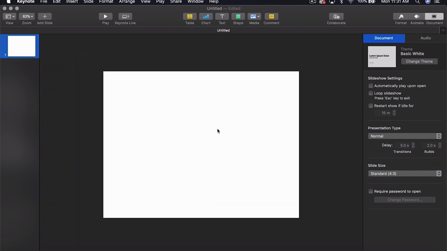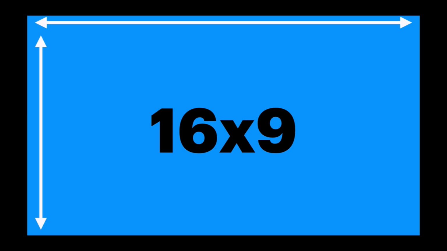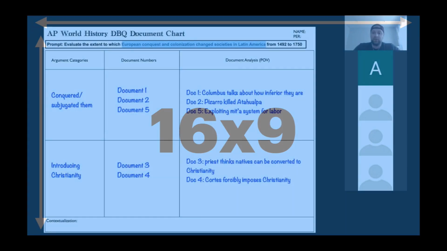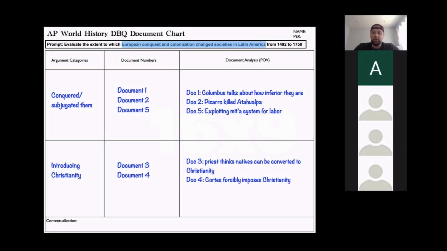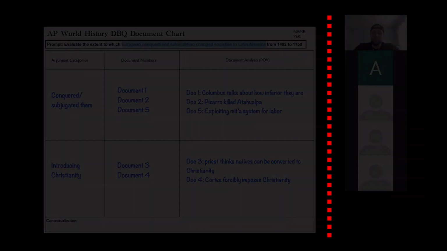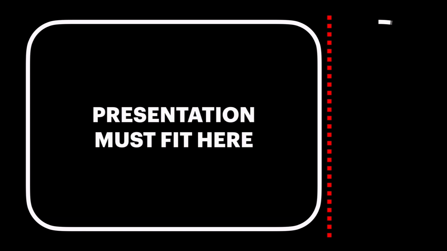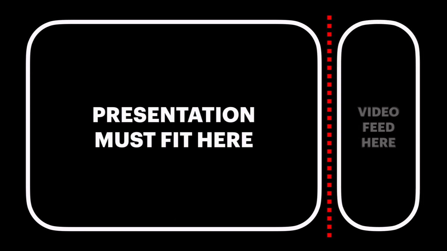Bam, back to 4x3. The reason you need to use the 16x9 aspect ratio is because inside of Zoom, it looks like this. This is just a screen grab. If you notice on the right, there's the video feed. You can't help it. It's going to be there. So you need to fit your presentation on the complete left-hand side of the screen. You need all the extra room of a 16x9 aspect ratio to be able to fit your presentation here, because the live video feed will be here.